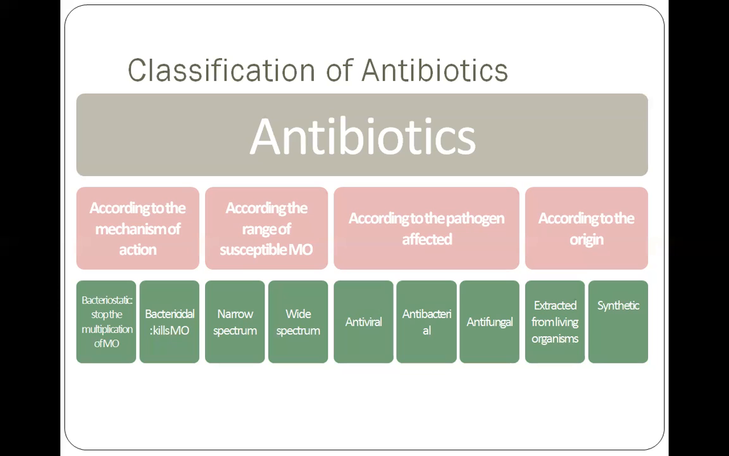According to the pathogen affected, we might classify them into antiviral, antibacterial, and antifungal. Therefore, the term antibiotic covers all of these three: antiviral, antibacterial, and antifungal. And lastly, according to the origin, some antibiotics are extracted from living organisms, and some of them are synthetic.